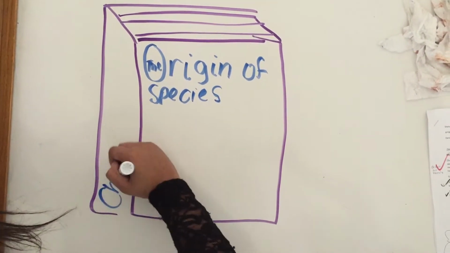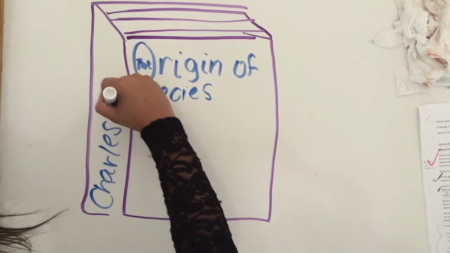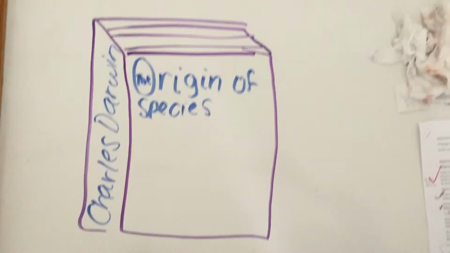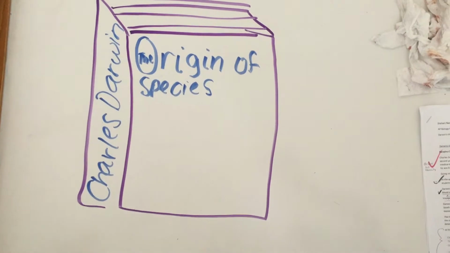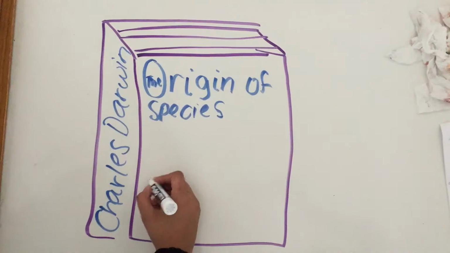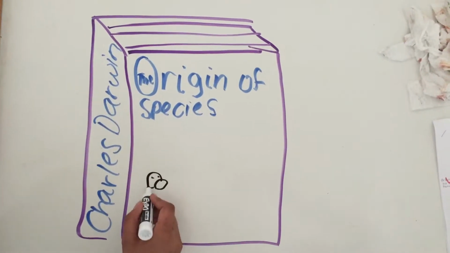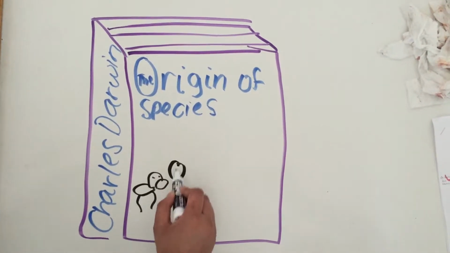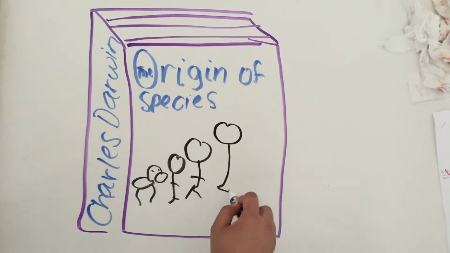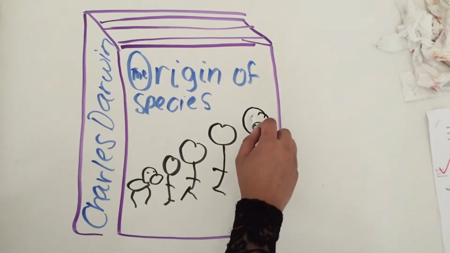In this book, he said the following: each species produced more offspring than can survive. These offspring compete with one another for the limited resources available to them. Organisms in every population vary, and the offspring with the most favorable traits or variation are the most likely to survive, and therefore produce more offspring.